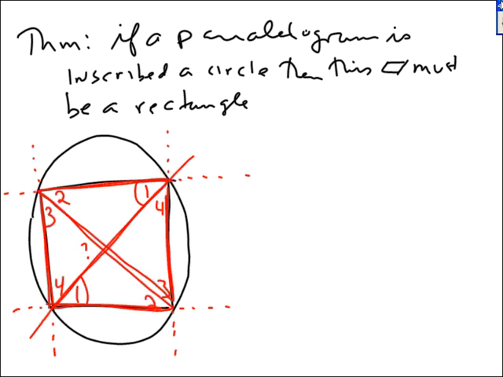Now, whatever this angle is, this angle must be the sum of those. That must be 3 plus 4. And opposite angles are equal, so that's 3 plus 4. And whatever this angle is, this angle here must be 2 plus 1, or 1 plus 2.